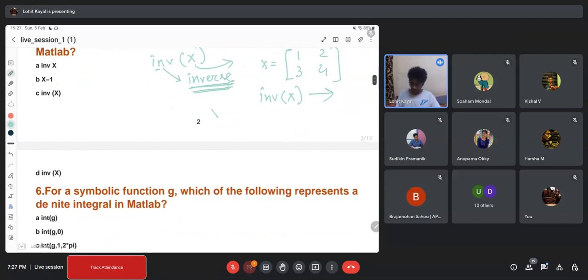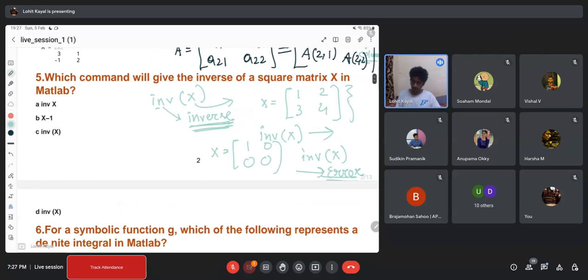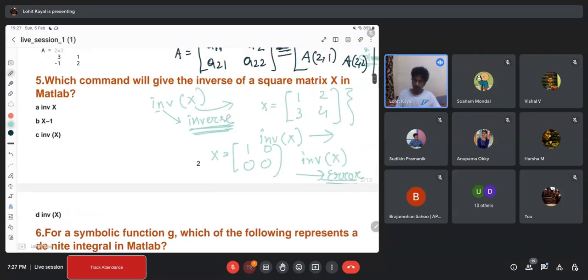Now suppose you have a matrix 1 0 0 0. If you take the inverse of this matrix, it will show you an error, because it will only work for a good matrix. Now MATLAB is very powerful. Suppose you have a matrix of size 100 cross 100. In the later weeks of this course, you will probably have to deal with such large matrices. Even there, it is a very powerful tool and will give you the inverse in a moment.